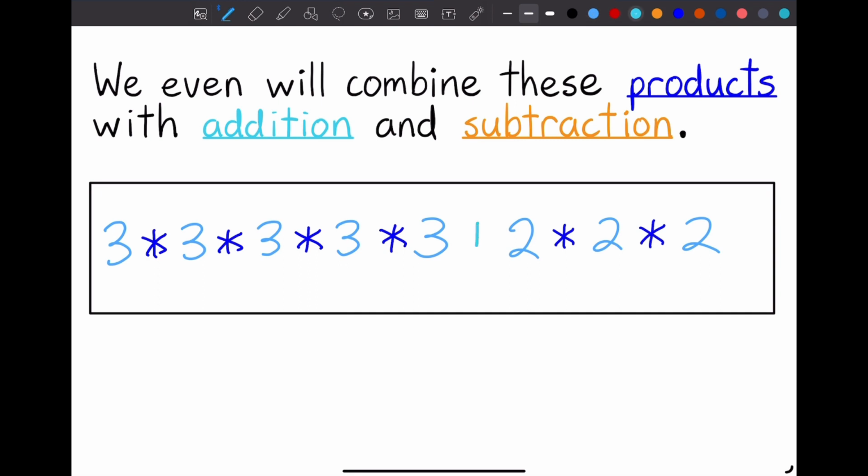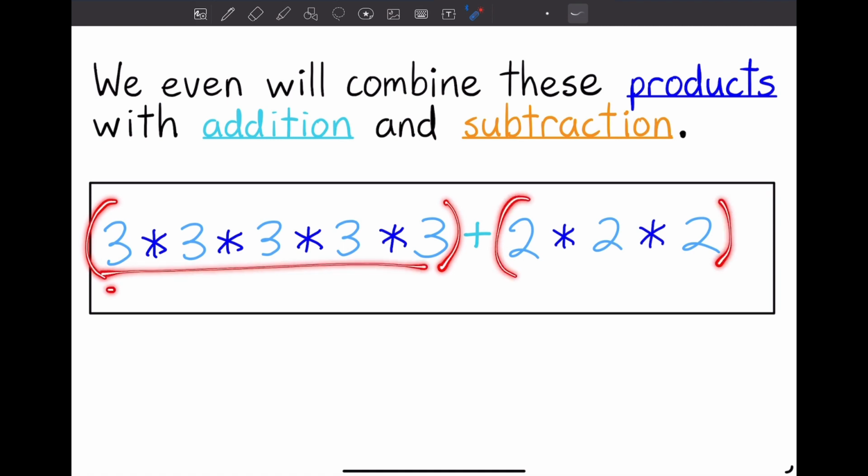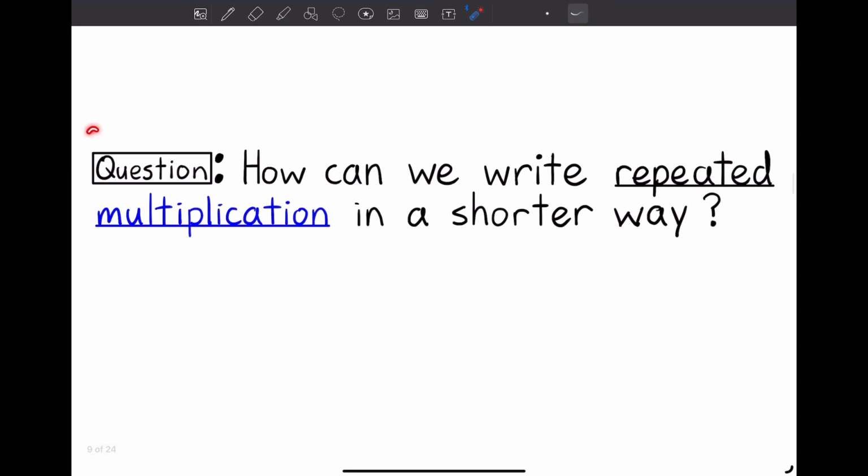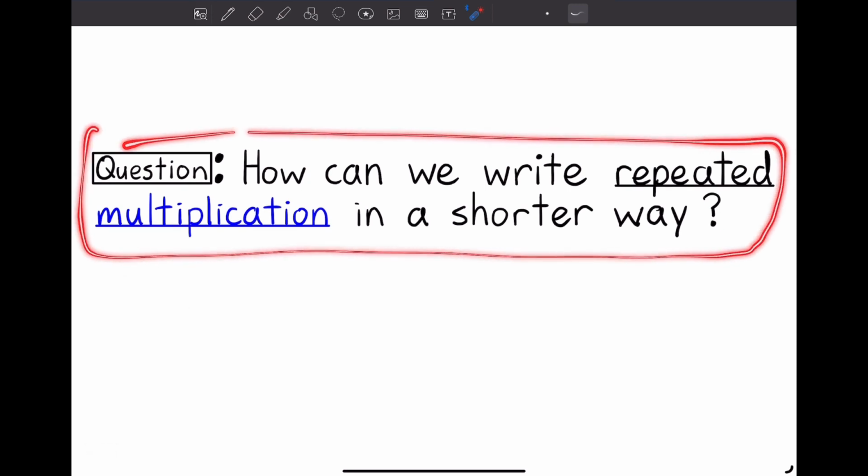So something like this. Not only is this very long to write down, it can even be confusing to read. So if you look in the middle, it's hard to tell whether we add this 3 and 2 together, or whether we keep them in their original products, calculate the value of these products, and then add them at the end. So just like repeated addition, we want to shorten the way we write repeated multiplication. And the question is, how can we write repeated multiplication in a shorter way?